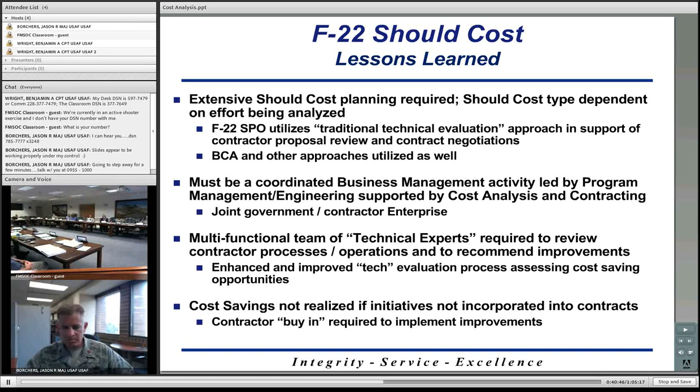They also had some lessons learned, looking at their should cost efforts and taking a look at the future. The should cost analysis definitely needs to be a coordinated effort between the program management and the engineering teams. Neither side can do it by themselves. It needs to be a coordinated effort, and then it needs to be supported by both the cost analysis and the contracting communities. So again, everybody's all in here. Nobody can do it by themselves. In order to truly realize these should cost savings, everybody on the program management and the contractors team has to work together.